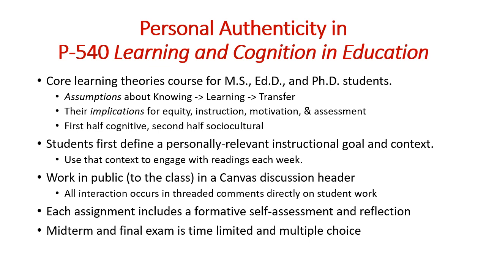The first half we go over cognitive theories, and the second half we go over sociocultural theories. And the way that personally authentic learning happens here is the students first design a personally relevant instructional goal and context, and then they use that context to engage with the readings each week. And now the work happens in public to the class in a Canvas discussion header.